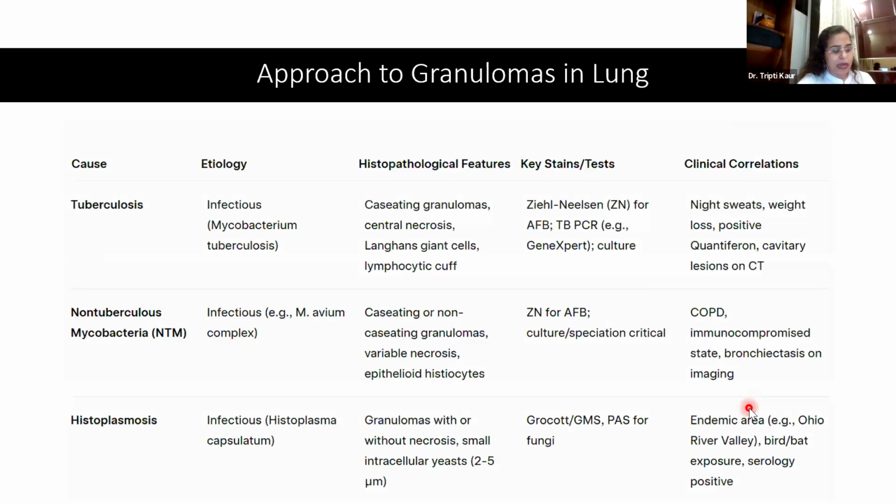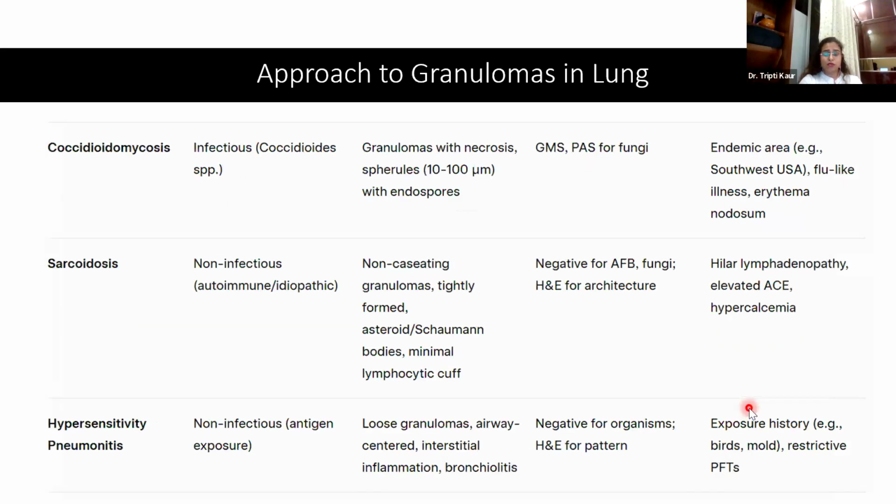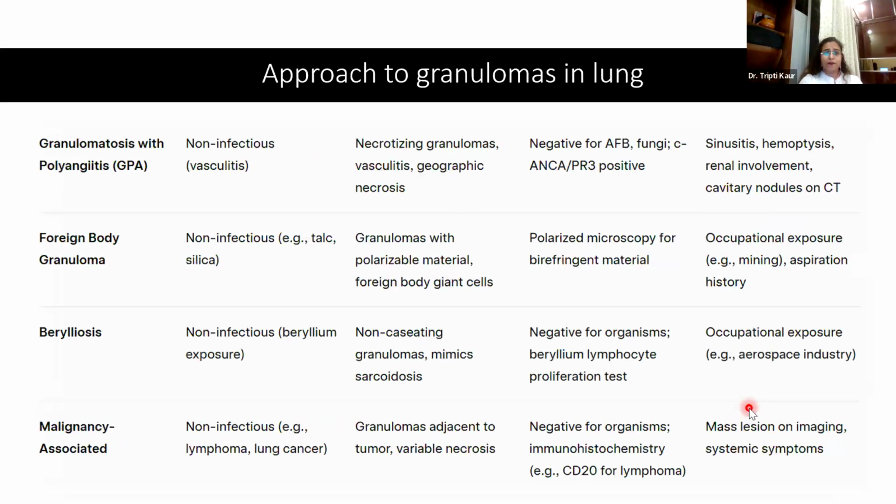So next we come to granulomas. Granulomas in lung have n number of reasons. I have just tried to incorporate some of the important ones. These are tuberculosis, non-tuberculous mycobacteria, histoplasmosis, coccidioidomycosis, sarcoidosis, hypersensitivity pneumonitis, granulomatosis with polyangiitis or GPA, foreign body granuloma, berylliosis, and malignancy associated granulomas.